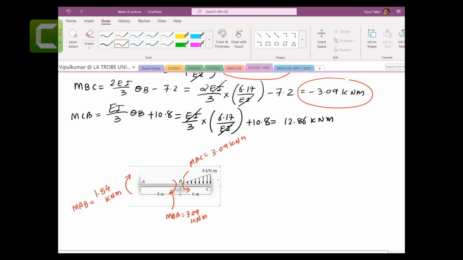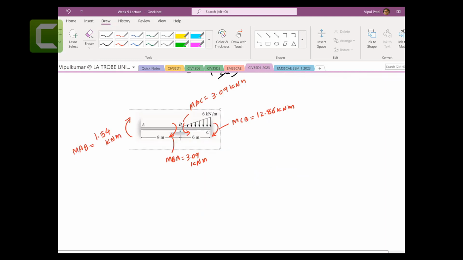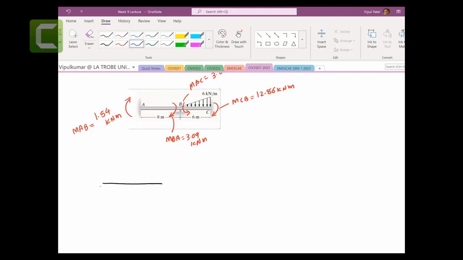And then MCB, that would be clockwise, and that is MCB equal to 12.86 kilonewton meters. So now I hope you understand that. Once you know these details, then you can calculate the reaction force easily. How can you find the reaction force? You can get the AB out, put the reaction forces AY, BY, and then you have a moment at AB and one moment at BA.